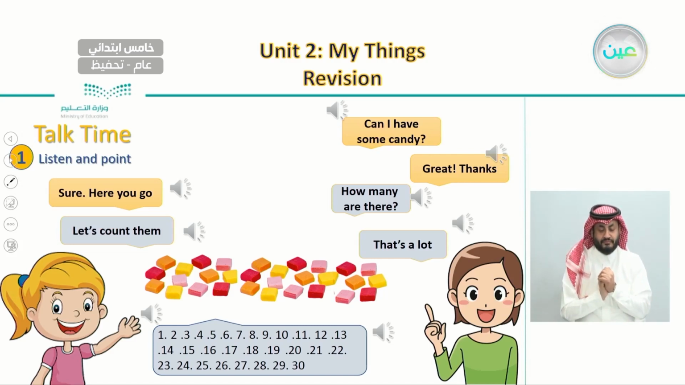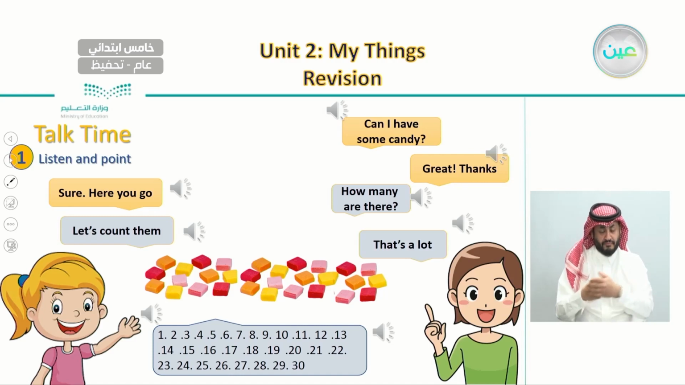And we said that if we want to take permission, if we want to have something, it is important and polite that we start our request or our question with, "Can I?" For example, "Can I use your pen?" Or "Can I have some candy?" Or "Can I read your book?" So the conversation says, "Can I have some candy?" And her friend says, "Sure, here you go."